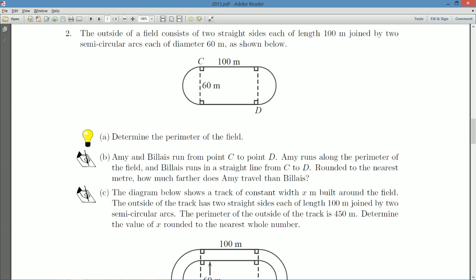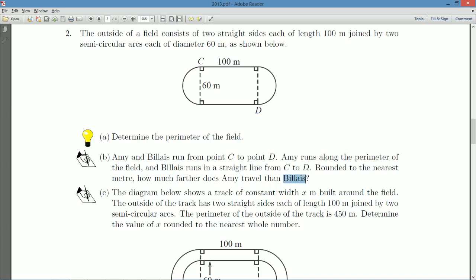Amy runs along the perimeter of the field. Okay, so she could probably come down around here and then along the straightaway, or maybe she could go straightaway and along here. It doesn't really matter which way she goes, she's going to be going a straightaway plus a semicircular arc. And Bilius runs in a straight line from C to D. Rounded to the nearest meter, how much farther does Amy travel than Bilius?